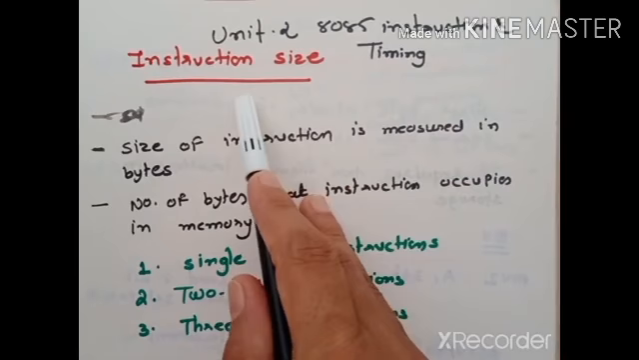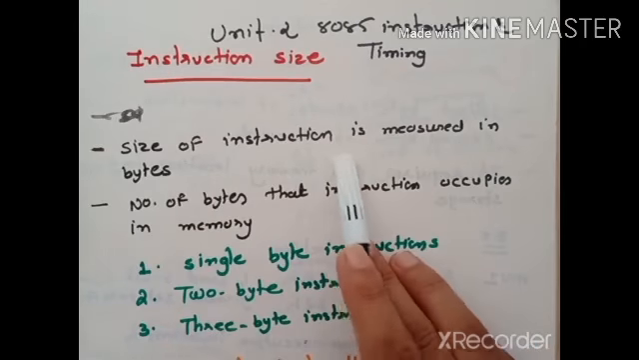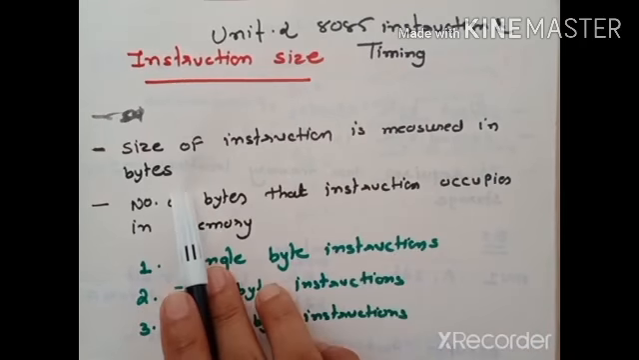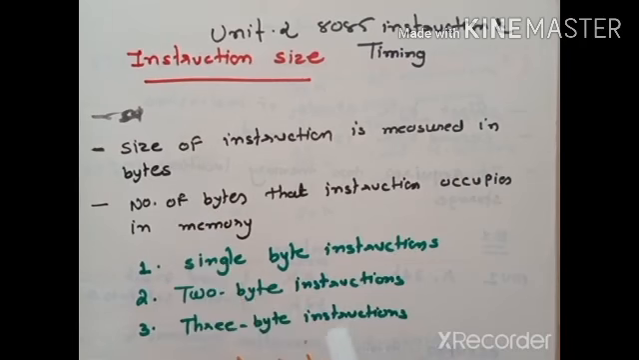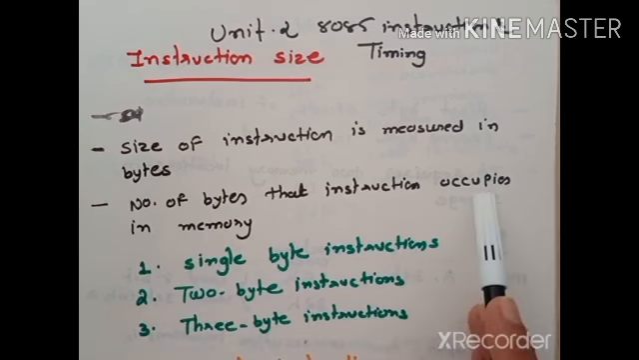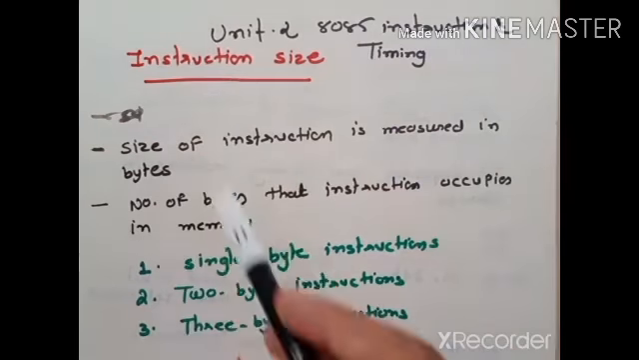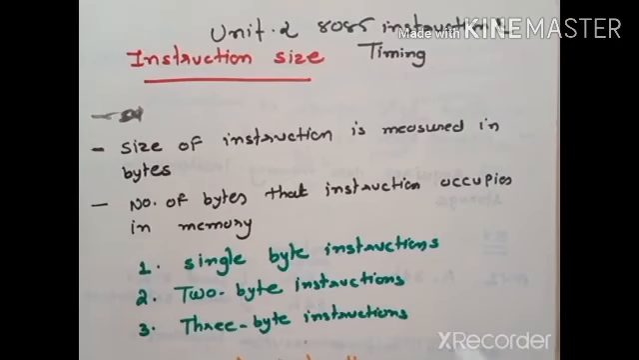First of all, let us start with instruction size. The size of an instruction is measured in bytes, that means the number of bytes the instruction occupies in memory. According to byte size, instructions are divided into three parts: single byte instruction, 2 byte instruction, and 3 byte instruction.